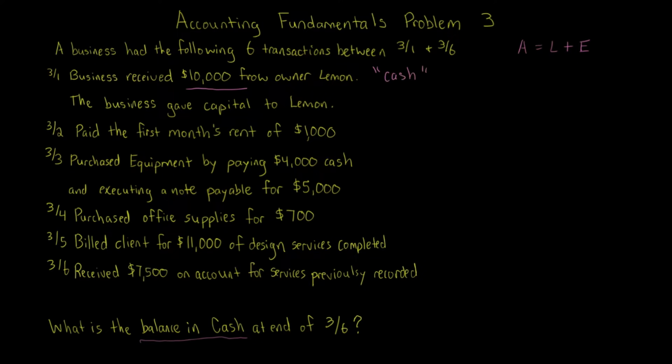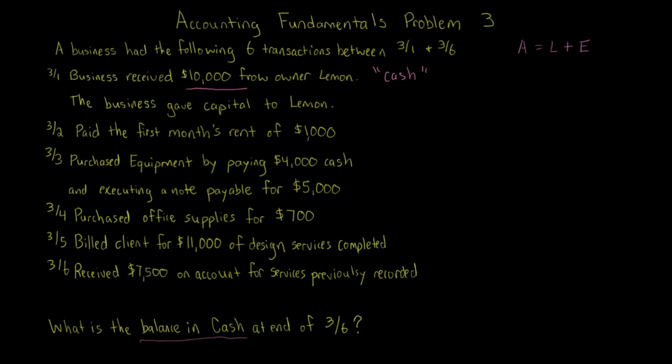Now, on my problems, on other professors' exams, whatever you're looking at, if you're not told what a dollar amount is, it's assumed to be cash. For everything else, you have to be told. You have to be told $10,000 of inventory, $10,000 of building, $10,000 of notes payable, whatever it is. If it's just $10,000, it's assumed to be $10,000 cash. So that's what we have here. Business received $10,000 of cash from owner Lemon. The business gave capital to Lemon.